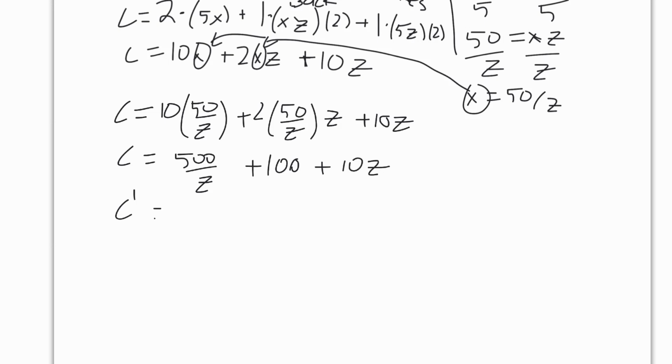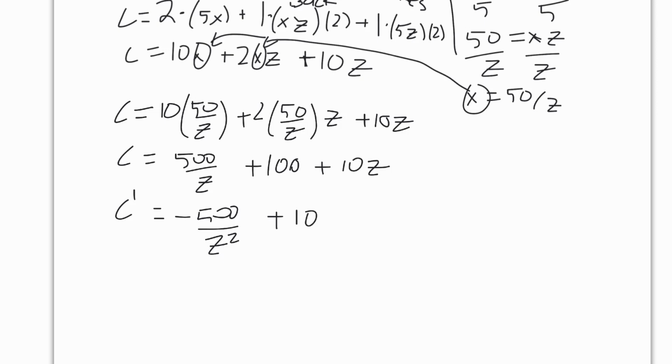Alright, let's do the derivative. This will be minus 500 over z squared, because we have z to the minus 1. That gives you minus 1z to the minus 2. The 100 goes away because the derivative of a constant, of course, is 0. And then we get plus 10.